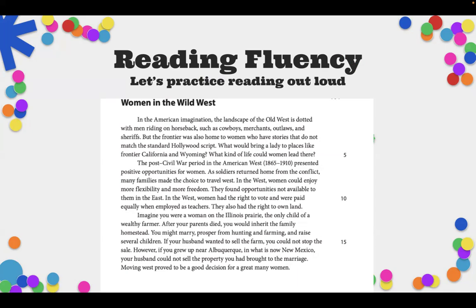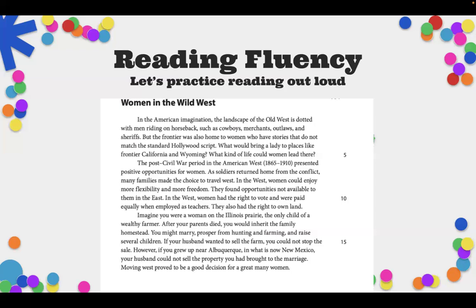So the best way to do it is to stand up straight. You can put your hands on top of where your belly button is, and you can even put your other hand on your throat so you can feel the vibrations whenever you say the words out loud. And you want to jazz it up a little bit. So it may sound silly doing it by yourself. When we practice reading out loud to a partner, it's easier to do.